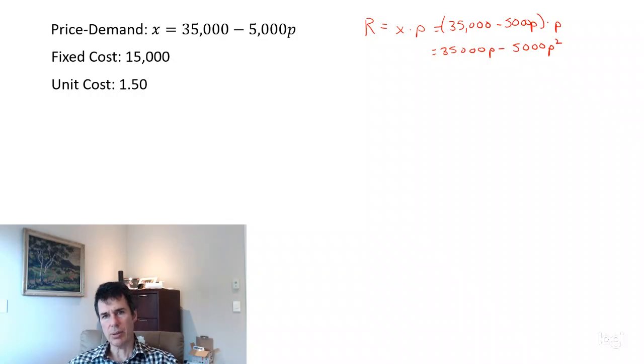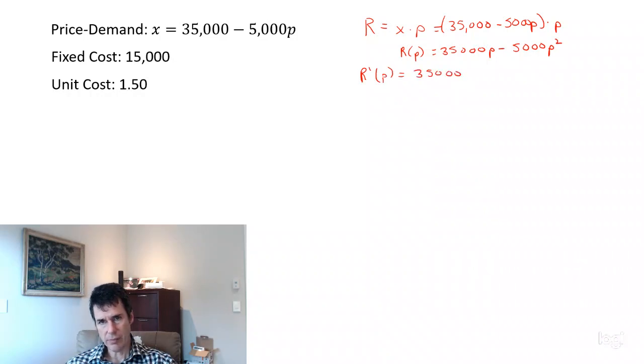We're trying to maximize revenue, so we're going to take the first derivative, find the critical number, and use the first derivative test to see whether that critical number is a maximum or a minimum. So the first derivative of this function is 35,000 minus 10,000 P, right? We bring the exponent down and reduce it by 1. And so we set this to 0 to find our critical numbers. 35,000 minus 10,000 P, and we get P equals 3.5.